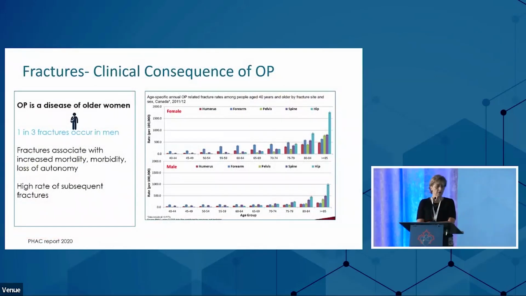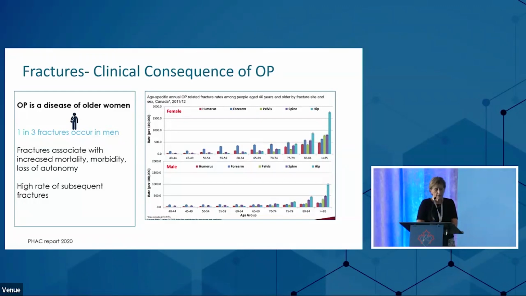As we all know, osteoporosis is a disease of older women. However, men are most of the time underdiagnosed and undertreated, even if they're known to have had a fracture. This is despite the fact that men suffer worse outcomes than women following fractures. They refracture more rapidly, and they have a lot more morbidity and excess mortality following a fracture than women do. And 1 in 3 fractures actually occur in men, particularly after the age of 70.